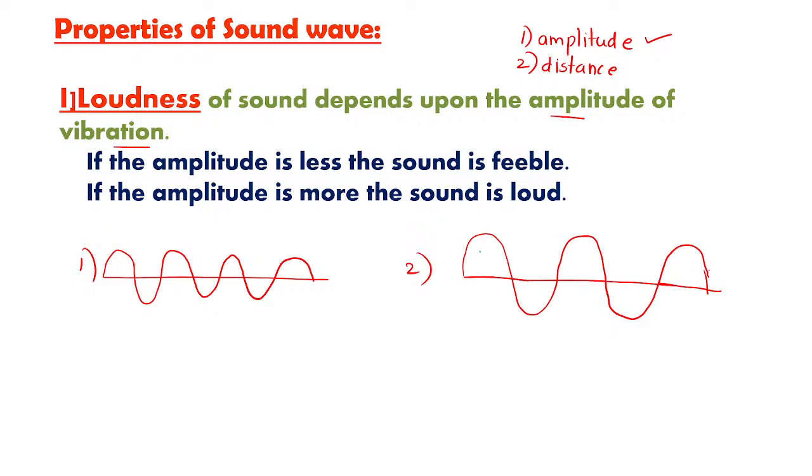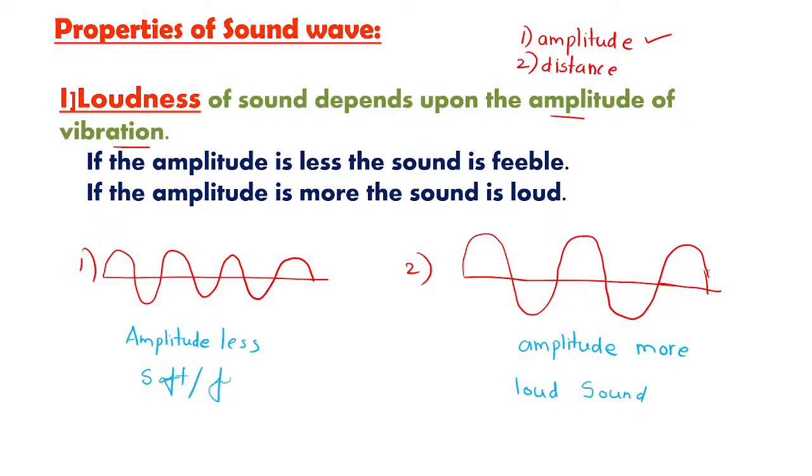Which sound will be louder, wave diagram 1 or wave diagram 2? Since the amplitude is more here, it will be louder sound. Whereas here the amplitude is less, it will be soft or feeble sound.